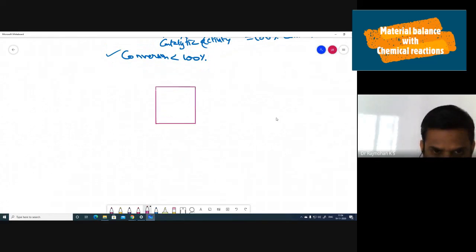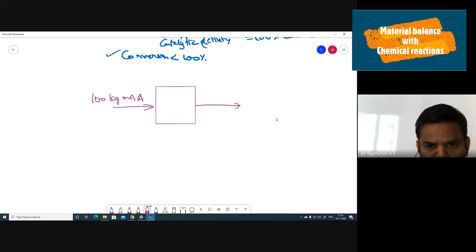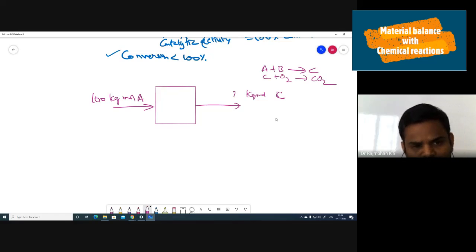If it is a reactor system, you have 100 kg mole of A entering. How much kg mole of product C? Let me say A plus B gives C. So in this case, it is C plus O2 giving CO2. We are assuming it can be for any reaction. Okay. So if it is 100% conversion, how much will you get? We will get 100 kg mole of C.